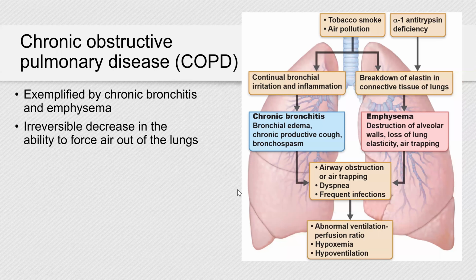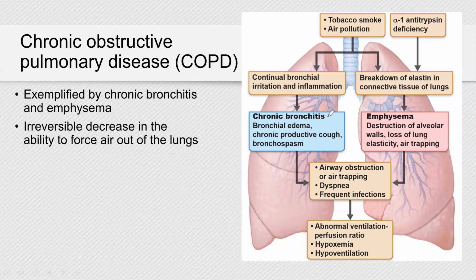Now, chronic obstructive pulmonary diseases. Pulmonary diseases are divided into obstructive and restrictive diseases. Obstructive is when you trap air inside your lungs. So actually you have a hard time getting air out. This is what obstructive is. I just remember obstructive and the word out. So that's a problem of exhaling air. So it's an irreversible disease in the ability to force air out of the lungs.